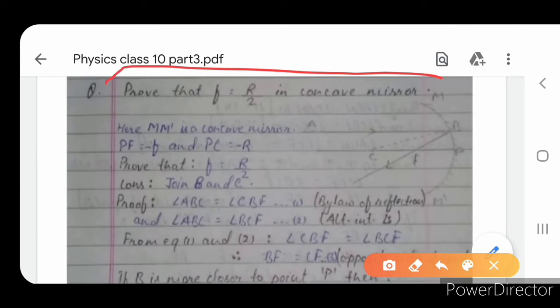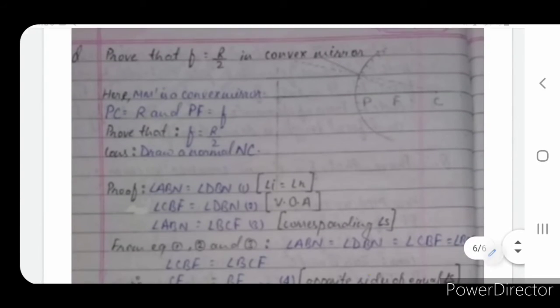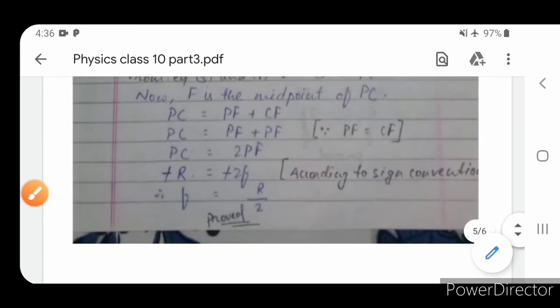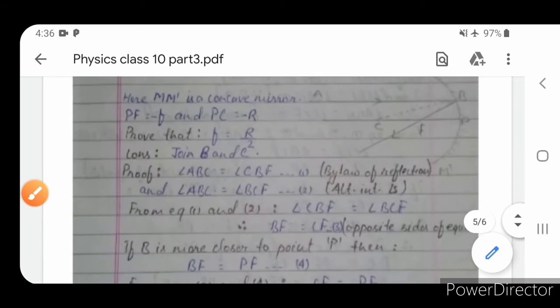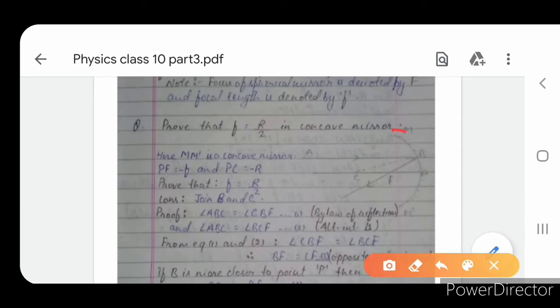We have to prove it firstly in a concave mirror. So in concave mirror I shall prove it, but in convex mirror, following the same rule, you have to prove. So in convex mirror this will be homework for you, and in concave mirror I am proving here. Look very carefully. Just assume this is a concave mirror MN, aperture MN, pole P.